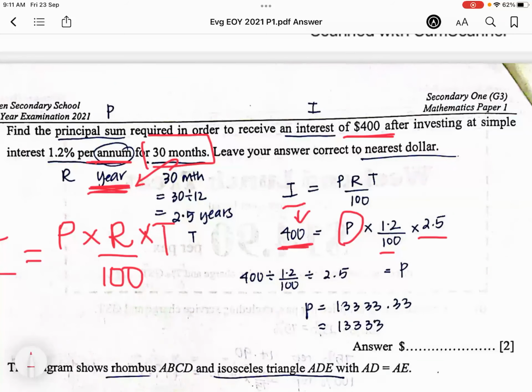Then since I only want to find P, I don't want 1.2 over 100, I don't want 2.5. I just divide away everything and get an answer. Is that okay? Then the question says correct to the nearest dollar. So round off to the nearest dollar.